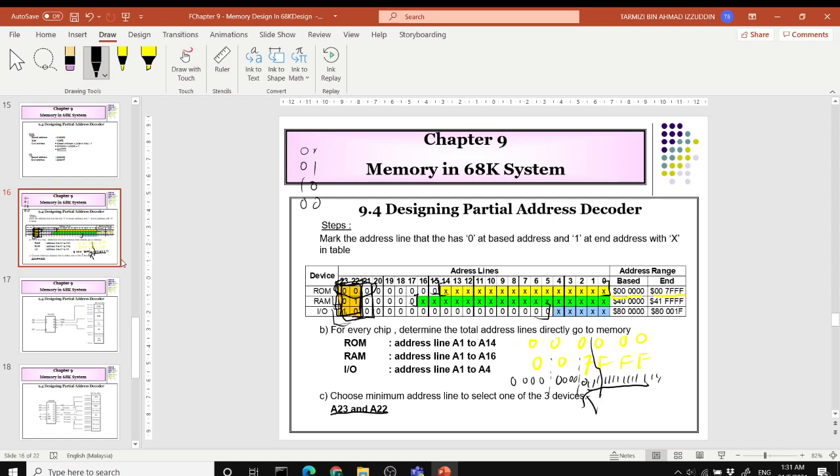So what is the next step? What do we need to do to design the partial address decoder?